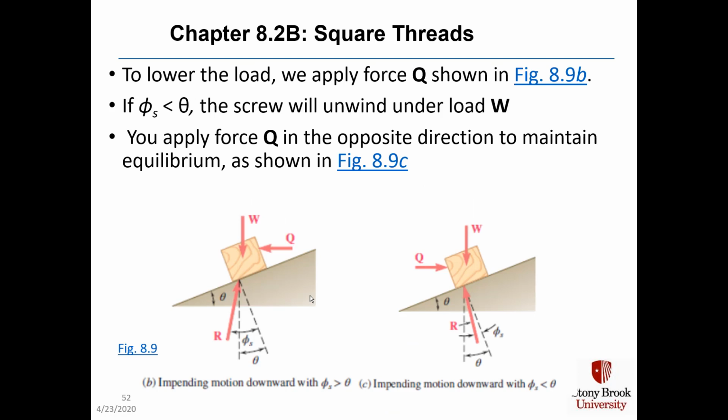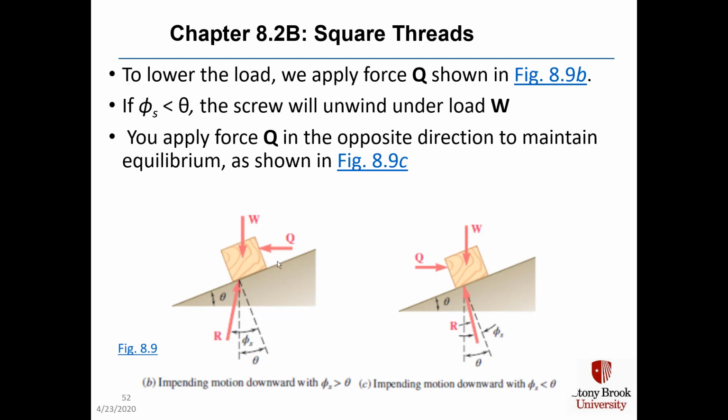To lower the load, we apply Q in the opposite direction in figure 8.9b, which is no different than turning our jack screw handle in the opposite direction. And if phi sub s is less than theta, the screw will unwind under load W, and watch out for that. That's not the kind of jack screw you want to use with your car. You'll be out there changing a flat tire and all of a sudden the jack comes down, and look out below, as in for your toes.